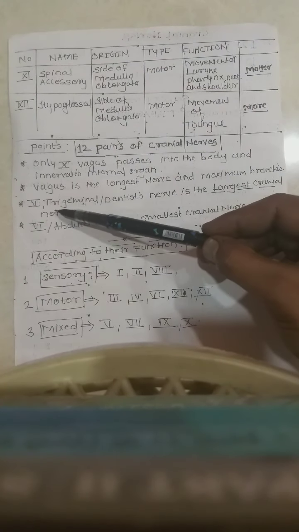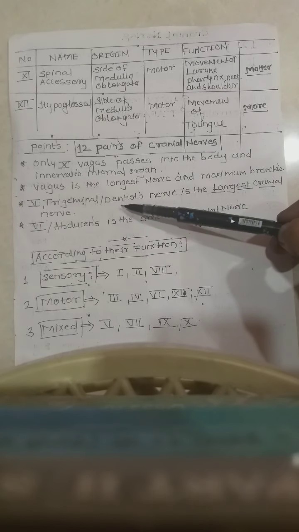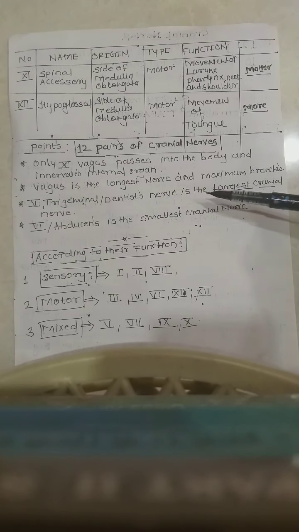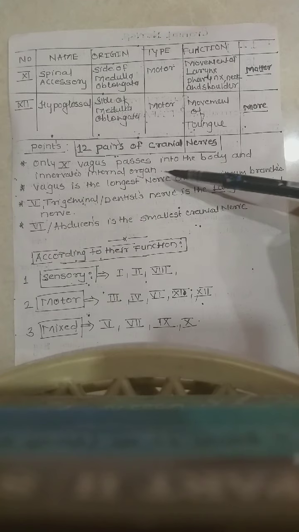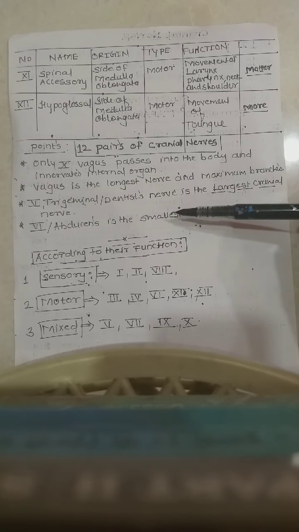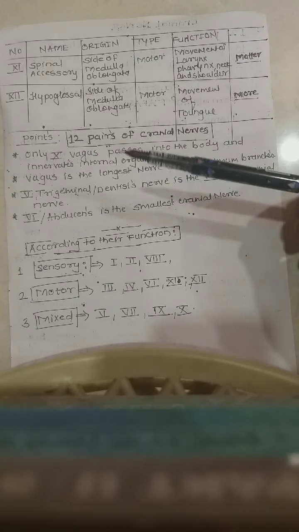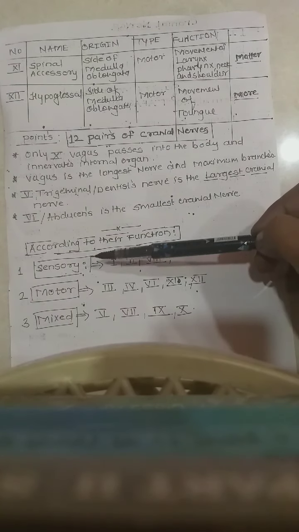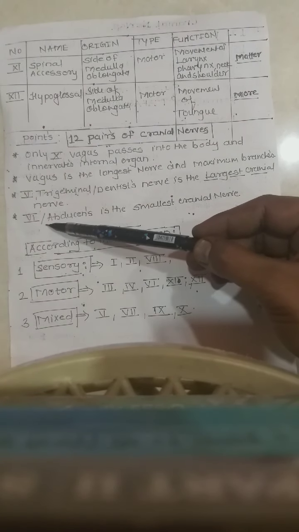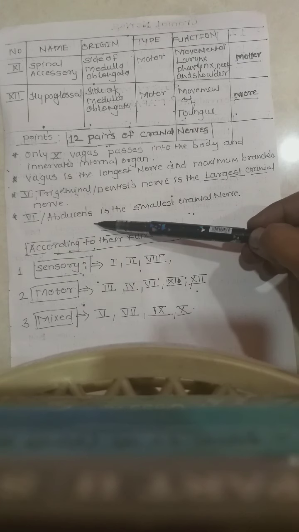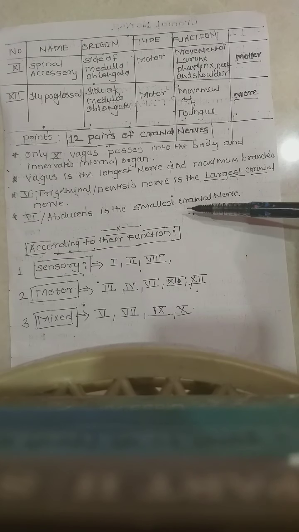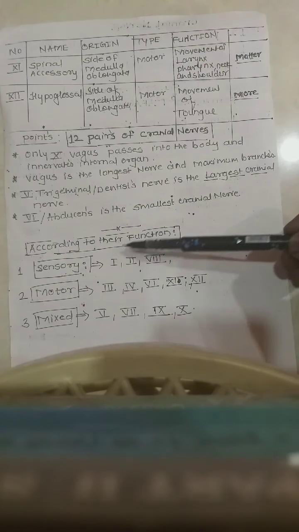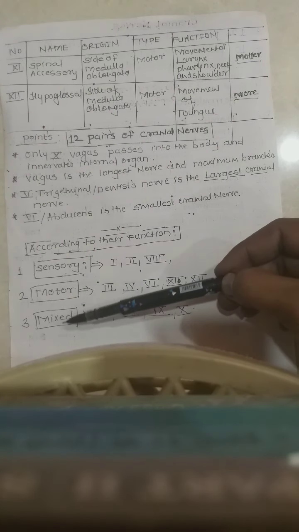Then the fifth one, trigeminal, the dentist nerve, is the largest nerve. This is the largest cranial nerve. So if the question arises, which is the largest, you should say the fifth number, trigeminal or dentist nerve. Followed by this, the sixth number, abducens, is the smallest cranial nerve. And now according to their functions: sensory, motor and mixed.